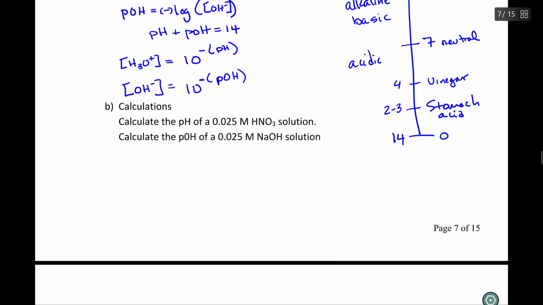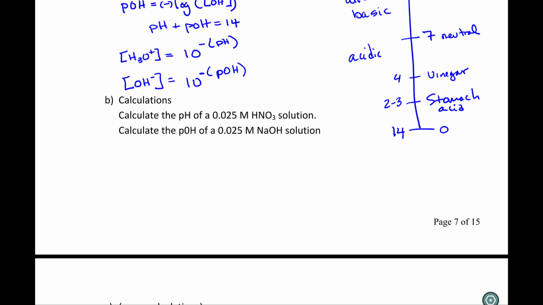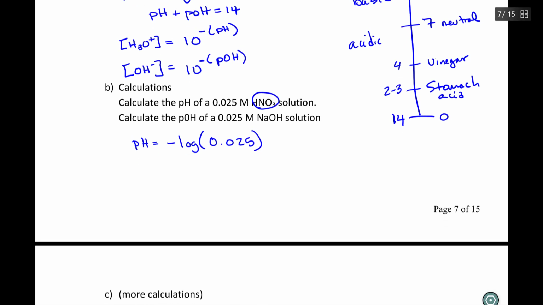So let's try some calculations. We're going to calculate the pH of a 0.025 molar HNO3 solution. And so we're going to say pH is equal to negative log of 0.025. And remember, this is a strong acid, so the molarity of hydronium is the same as the concentration of the acid.